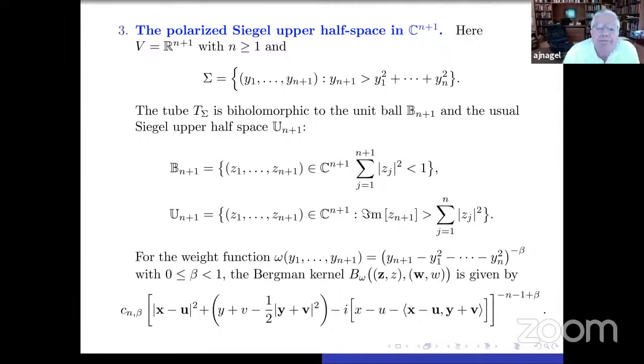a parabola. And the tube over this is really biholomorphic to either the unit ball or the Siegel upper half space. And if we take a weight function like this expression to the minus beta, then one can compute explicitly what the Bergman kernel is, and it's given by this formula at the bottom. It looks rather complicated, but it's simply, after a change of variables, the usual Bergman kernel in the Siegel upper half plane.